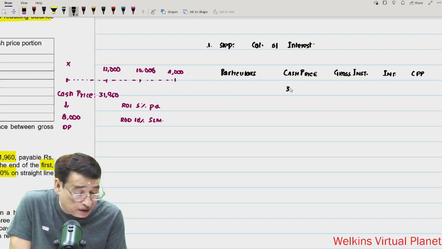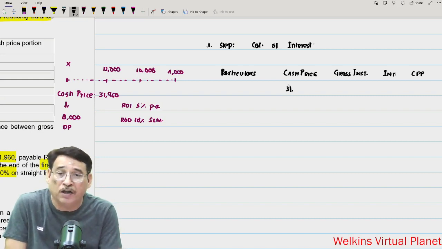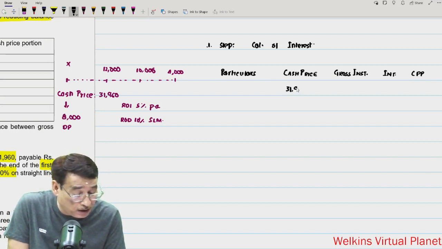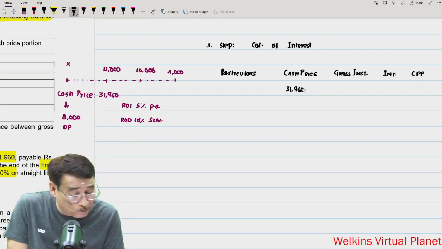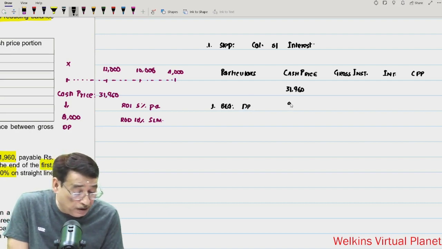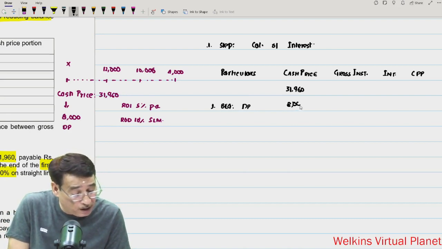What is the cash price? That is 31,960, as we saw. This is our cash price. Dates are not given. We presume that in the beginning of the first year, we are making the down payment. The down payment in this case is 8,000, as you can see. Correct? So 8,000.